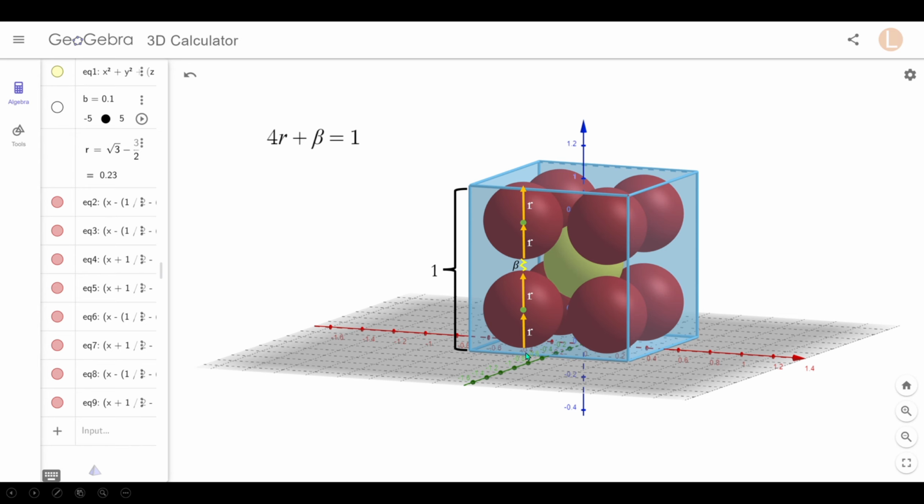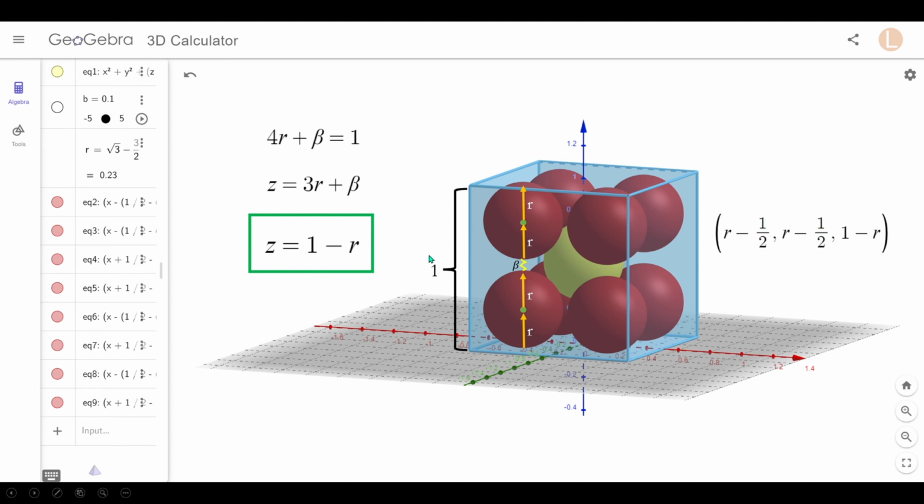And what else do we know? Well, we also know that the z component of the center is going to be 3r plus beta. Now we can just solve for beta here and plug it into the second equation, and then we'll get z equals 1 minus r. So the center for the spheres on top will have z component 1 minus r.